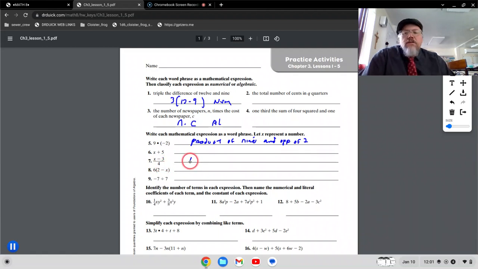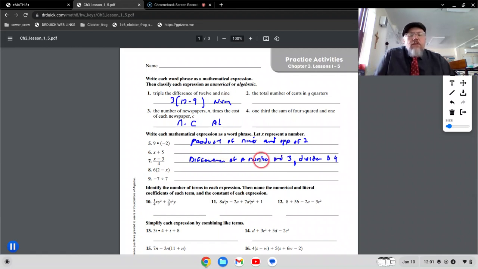You could say the difference of a number and 3, divided by 4. And if you want to get realistic, I put a comma, so you know that is part of the phrase. That's that part. And then you're dividing by 4.